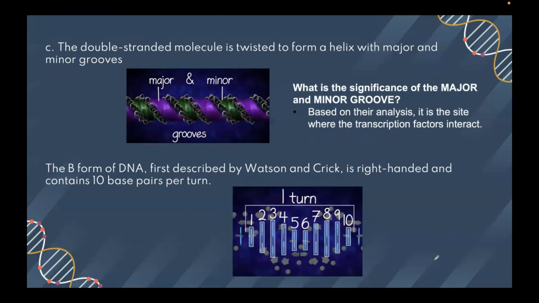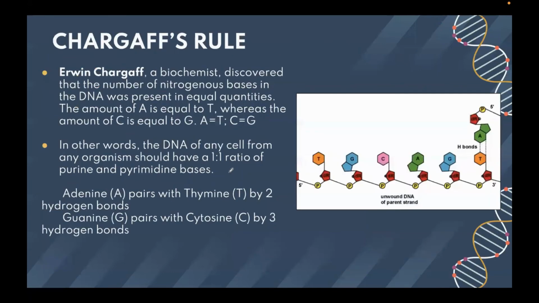Next, the double-stranded molecule is twisted to form a helix with a major and minor groove. Sabi daw nila, mas malaki si major groove compared kay minor groove. So, major, mas malaki kaysa kay minor. Ano naman ang significance ni major and minor groove? Based on their analysis, it is the site where the transcription factors interact. Next, the B form of DNA, first described by Watson and Crick, is right-handed and contains 10 base pairs per turn.